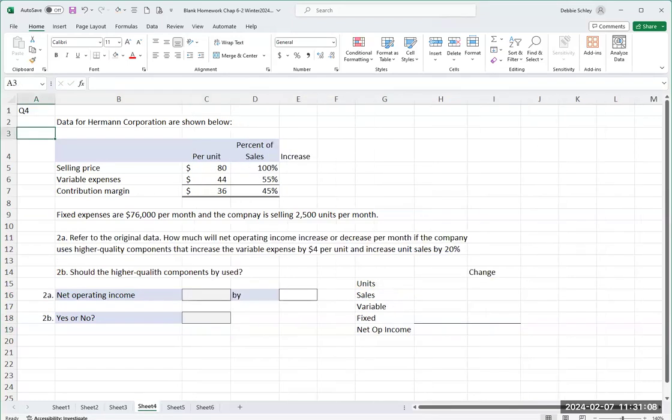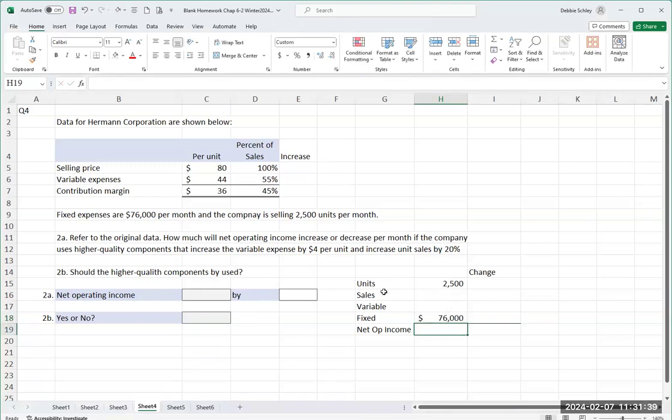Okay, now question 4. We're the same company, right? Same data, only we have a different scenario. So let's see. My units again are 2,500 and my fixed is 76,000.